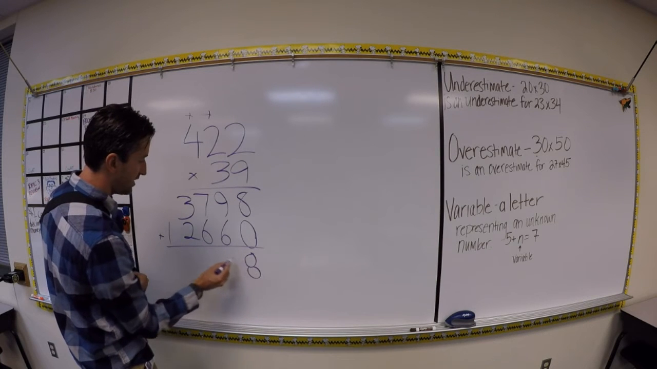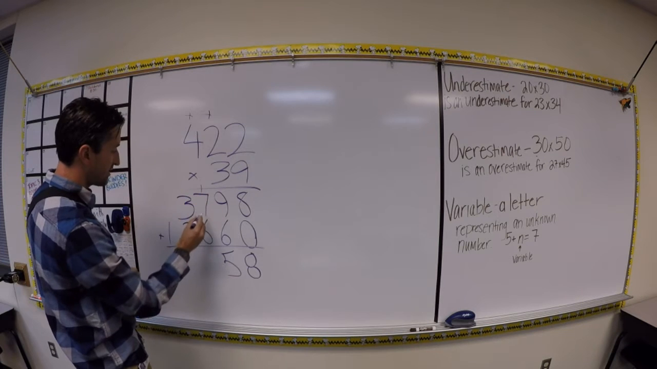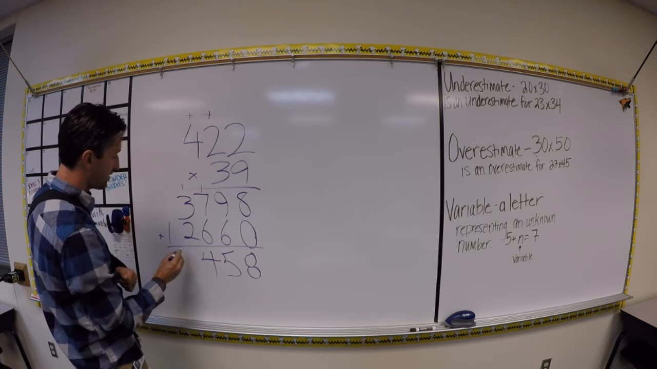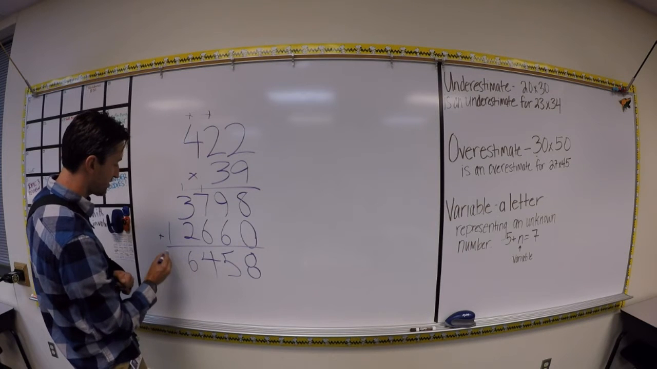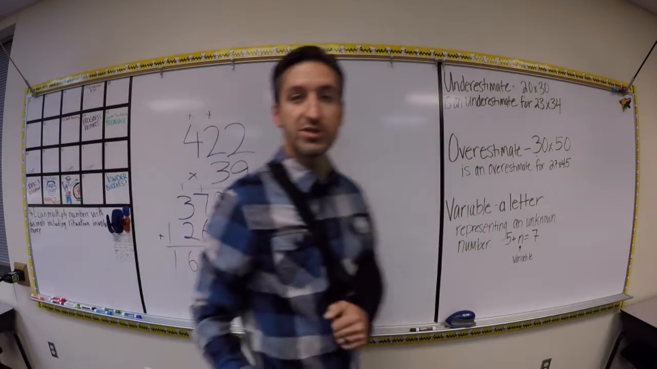8 plus 0 is 8. 9 plus 6 is 15. 1 plus 7 plus 6 is 14. 1 plus 3 plus 2 is 6. Bring our 1 down. We have 16,458.